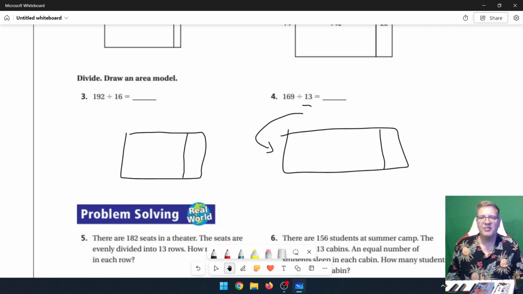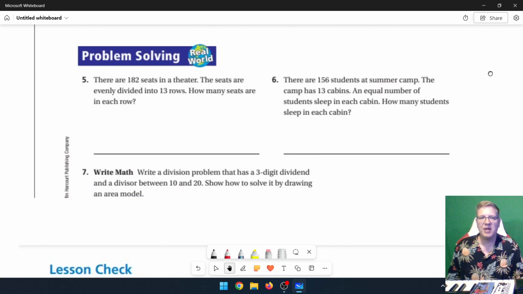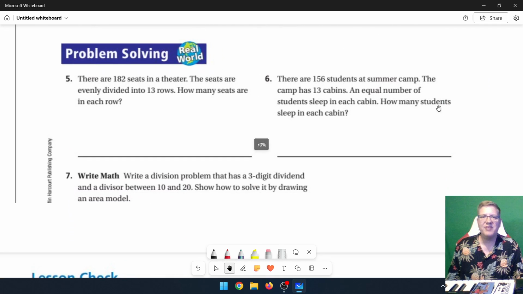Okay? Number 5 and number 6 are both word problems. They are both asking you to do something similar. I'm going to tell my students to make a picture, but you're going to have to put it on a different page. Okay? So we need to figure out how many groups of 13, in this case 13 rows, we need to get to 182. We also need to figure out how many groups of 13 cabins we need to make sure all 156 students have a place to sleep at summer camp.